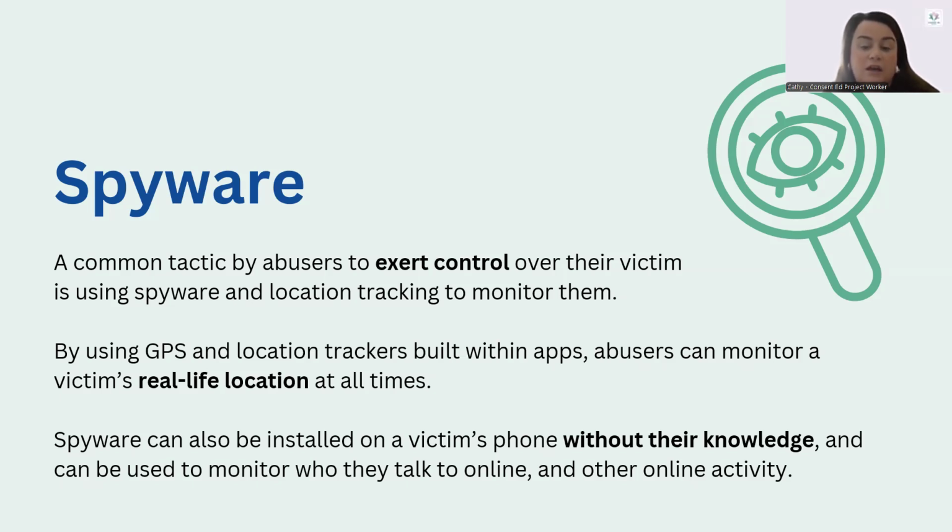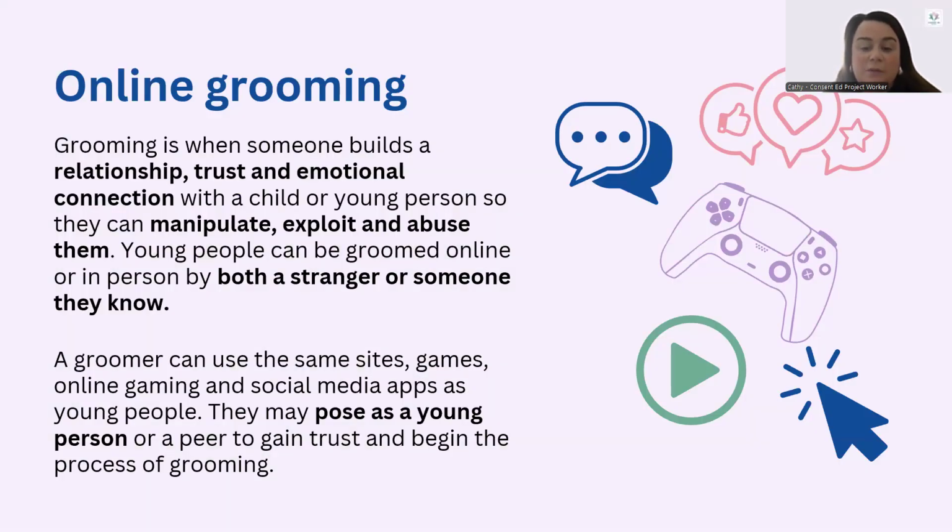So we're now going to look at online grooming. Online grooming happens when a relationship is built between two people, a relationship built on trust and emotional connection with a child or a young person so that they can manipulate and exploit and abuse them. Young people can be groomed online or in person by a stranger or someone that they know. A groomer can use the same sites, online games, and social media apps that young people use. They may pose as a young person so that they gain their trust and that they think they're a peer, and then they can begin the process of grooming.